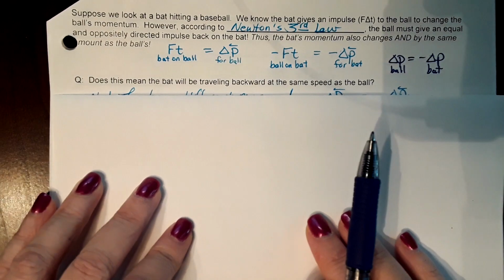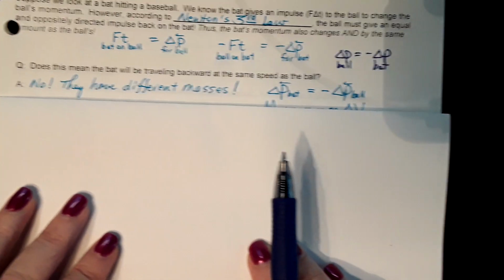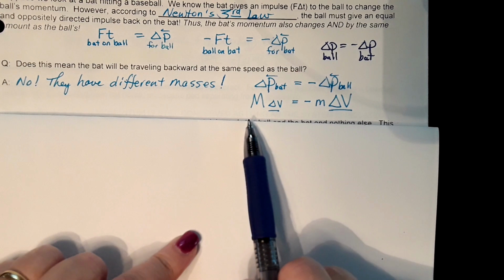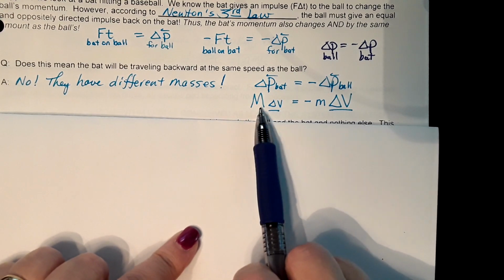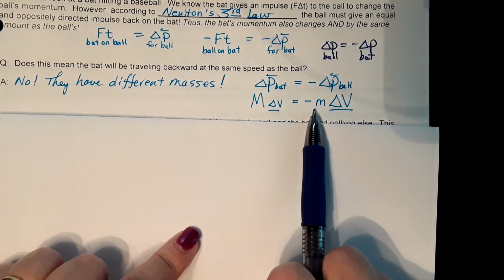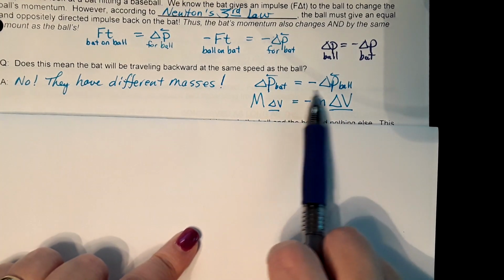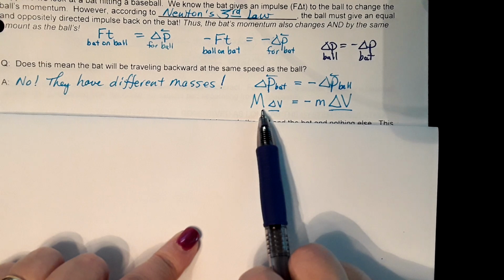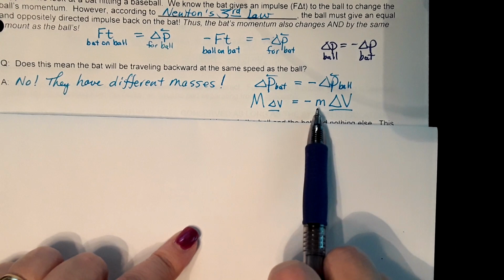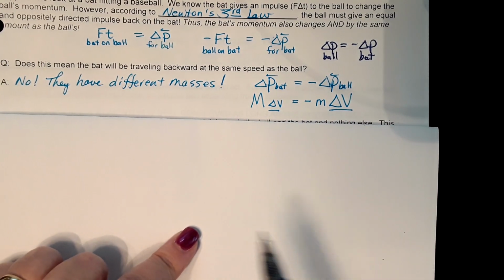Now, does this mean that the bat will be traveling backward at the same speed as the ball? No, it does not. Because they have very different masses. The bat has a large mass and the ball has a very small mass. Since the changes in momentum are the same, to keep the equality here, the bigger mass needs to be multiplied by a smaller change in velocity, and the smaller mass would have a bigger change in velocity in order to have the same product.